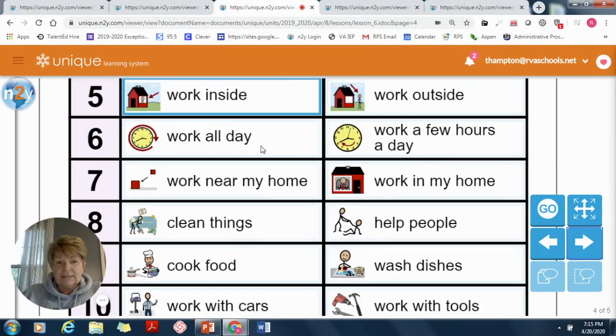Row number 6. Would you like a job where you work all day or work a few hours a day? I think work all day because I have big goals I want to meet.